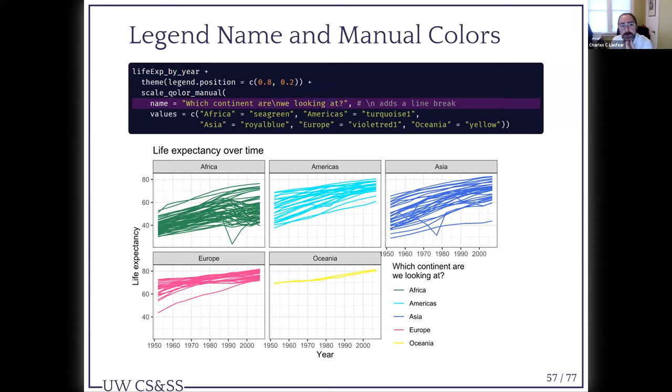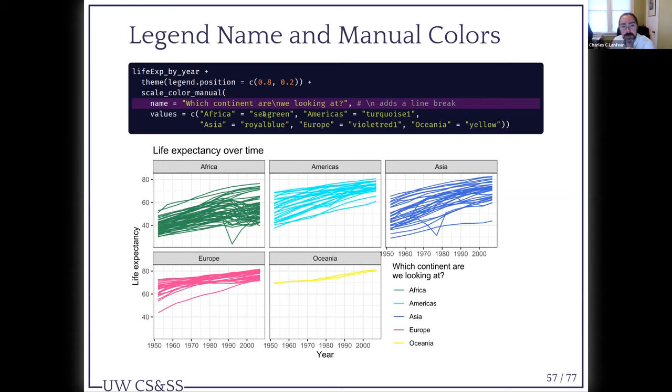And then for scale_color_manual, I set my values manually. I say here, I want a vector. This vector is something called a named vector. Named vectors contain a name of an element and then the element itself. The name of the element is the thing I want this color assigned to. So I'm saying the lines associated with Africa should be seagreen, just an R color. The lines associated with the Americas should be turquoise1, Asia, royalblue, and so on. Okay.